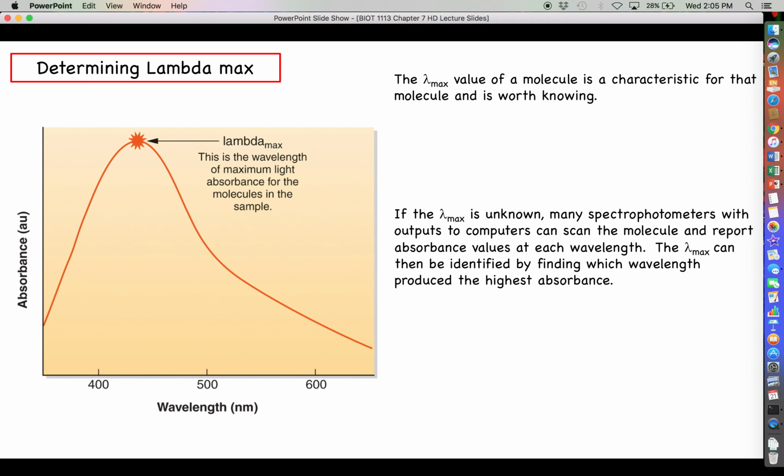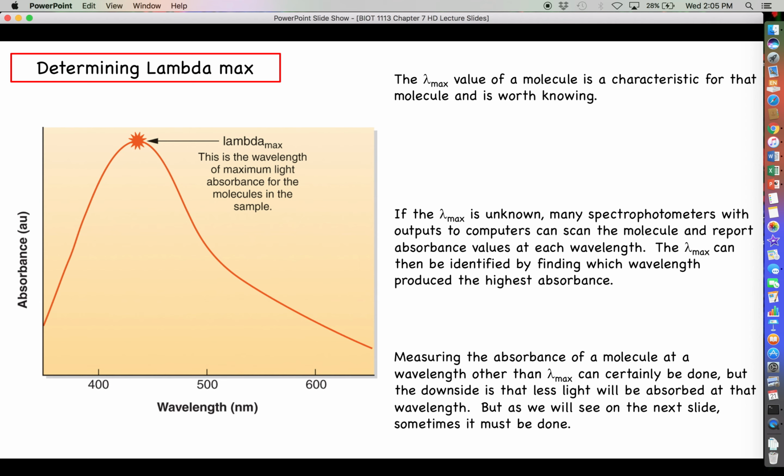So all you have to do is scan your sample at all the different pertinent wavelengths, and then you just point out what wavelength gave the highest absorbance value, and that wavelength is going to be your lambda max, and that's going to be the wavelength that you'll want to work with in the future for this particular molecule.